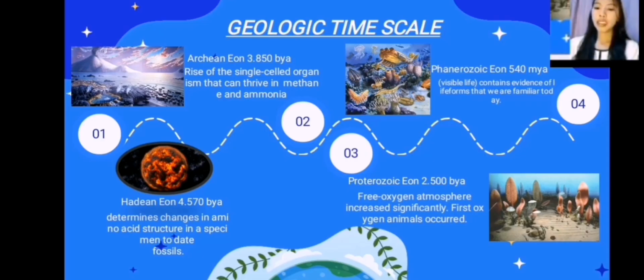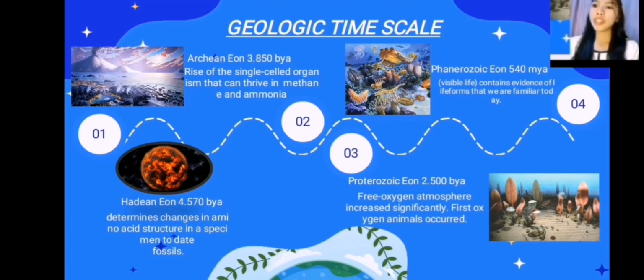Geologic timescale. It is a system used by scientists to describe the timing and relationships between events in Earth's history. The entire age of the Earth is divided into 4 aeons, which are Hadean Aeon, Archean Aeon, Proterozoic Aeon. Last is the Phanerozoic Aeon. First is the Hadean Aeon.